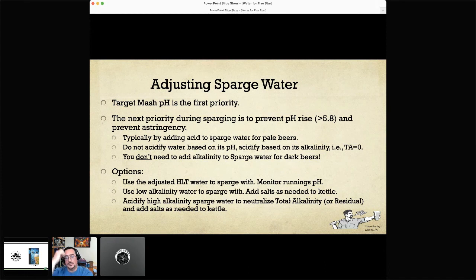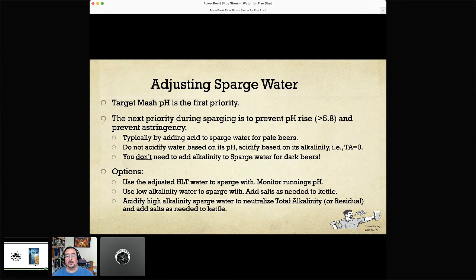And what I want to say is, don't acidify your sparge water based on its pH. Acidify it based on its alkalinity. In other words, use the total alkalinity number and the calculations I showed you a couple slides back to reduce that total alkalinity to 0, to exactly neutralize that alkalinity. If you find, depending on your particular grain bill, you need a little bit more acid, fine. You can add a couple more milliliters. But don't just dump in a bunch and assume you can't go overboard, because you can.